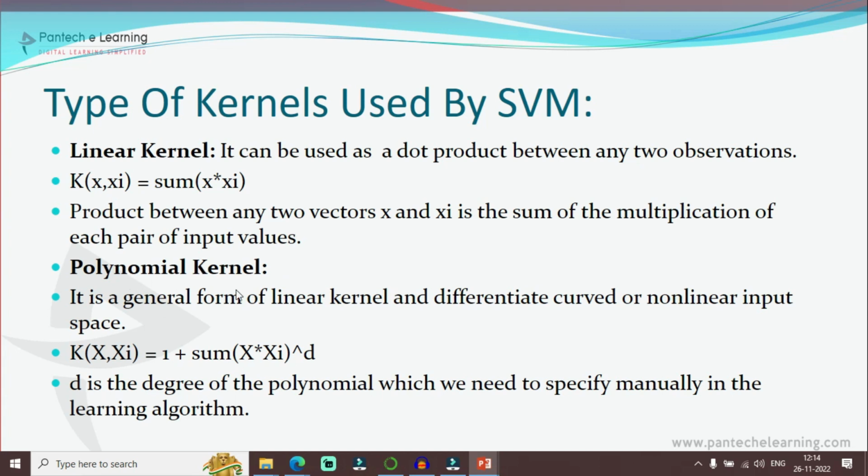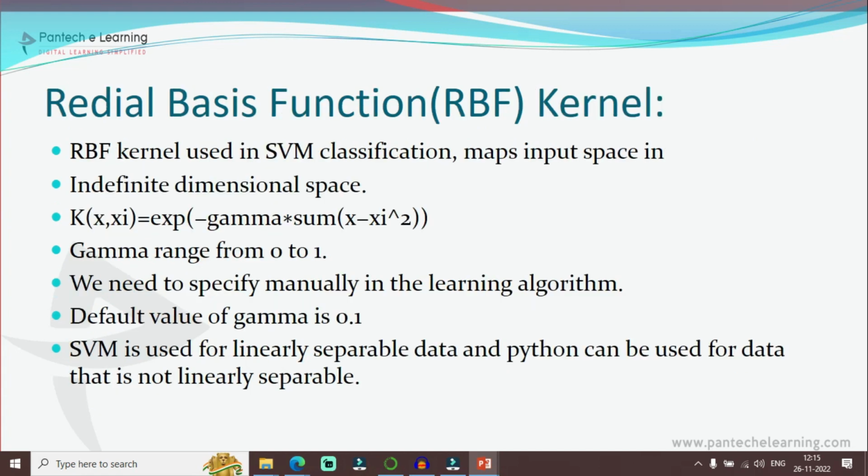There is one more type of kernel technique called the polynomial kernel. It is more generalized than the linear kernel and can distinguish curved or non-linear input space. For example, 1 plus sum of x times xi, to the power d. Here d is the degree of the polynomial, which we need to specify manually in the learning algorithm. Clear with this? This is what is called a polynomial kernel.